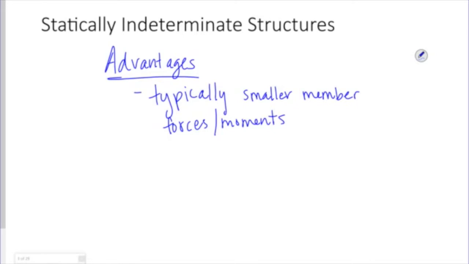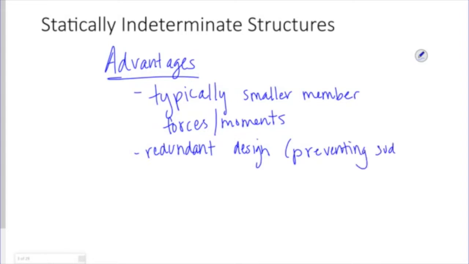Also, adding extra supports means you likely have redundancy in your design, which means you're not going to suddenly collapse. Right. It's always advantageous to not have a sudden collapse, a sudden failure.